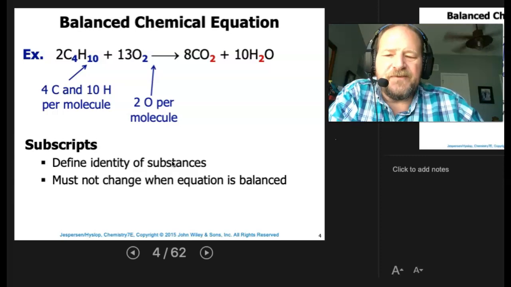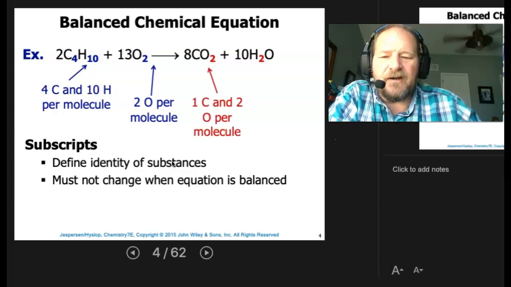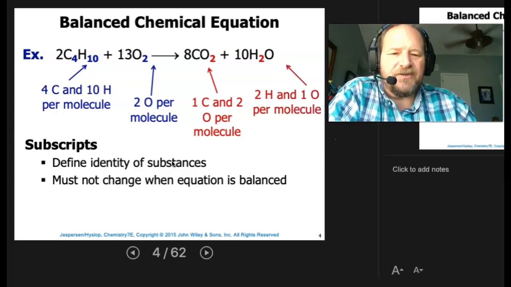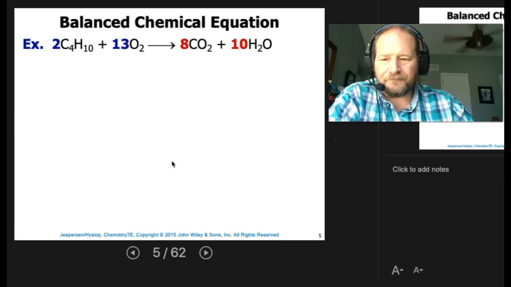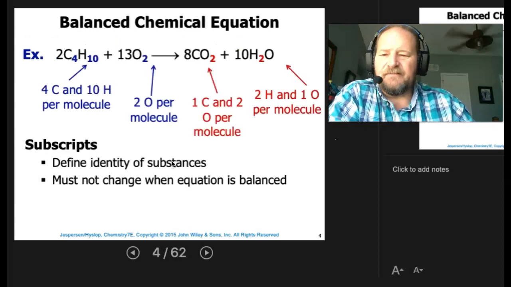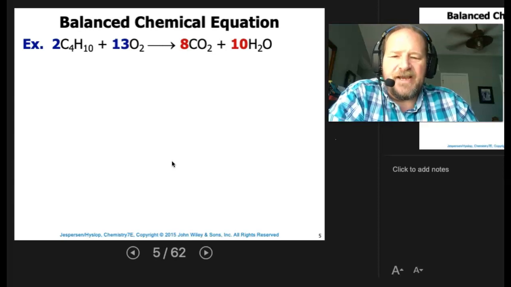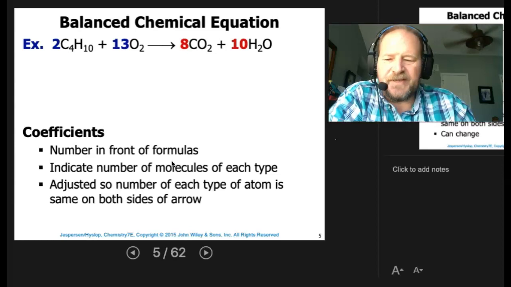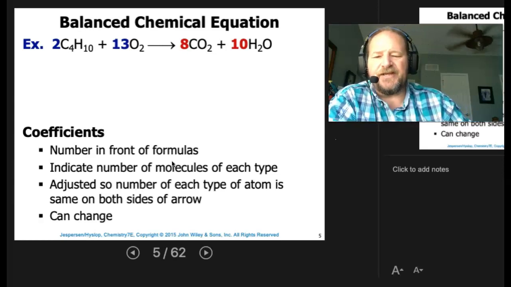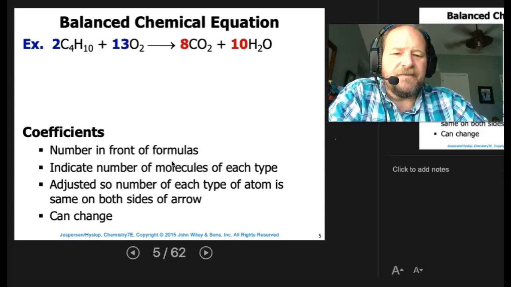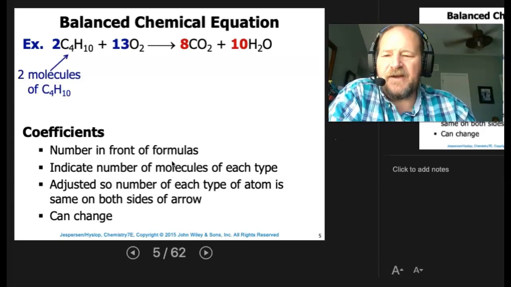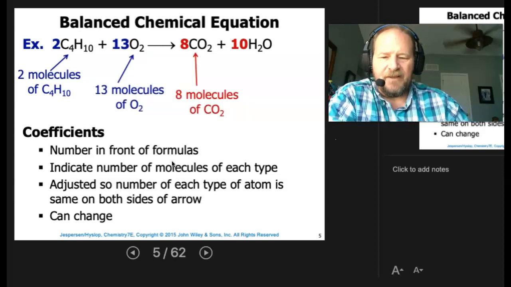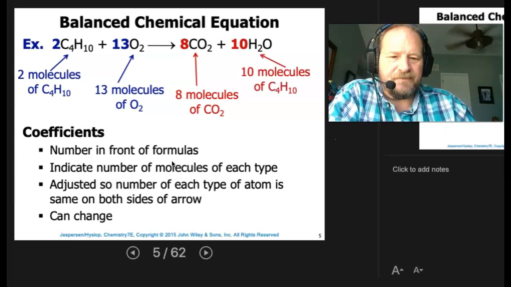For the oxygen, we have 2 oxygen per molecule, and then for our products, the CO2, we're going to have 1 carbon and 2 oxygen, and then for the water, we have 2 hydrogen and 1 oxygen. All right. Now, to balance it, we have the 2, 13, the 8, and the 10. These are our coefficients, right? These are indicating how many of each one of those molecules we needed. Now, these are the numbers we can change. So we adjust the coefficients to balance the whole thing, right? And so now we're saying we have 2 molecules of this react with 13 molecules of that to produce 8 molecules of CO2 and 10 molecules of water.